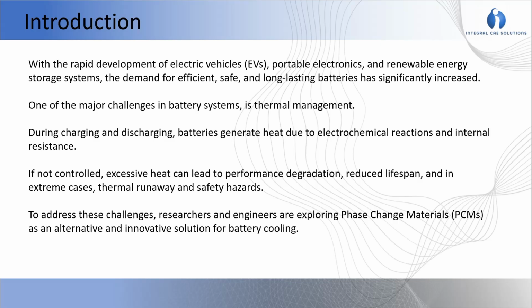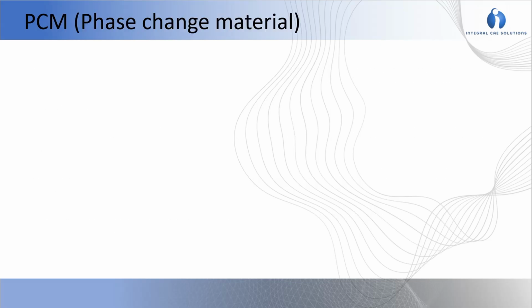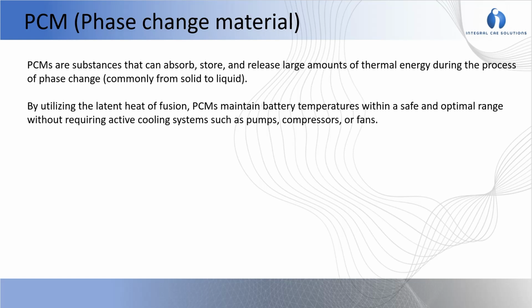To address these challenges, researchers and engineers are exploring phase change materials as an alternative and creative solution for battery cooling. What is PCM? PCM is phase change material. These are substances that can absorb, store, and release large amounts of thermal energy during the process of phase change. It mostly happens from solid to liquid. By utilizing the latent heat of fusion, PCMs maintain battery temperatures within a safe and optimal range without requiring active cooling systems such as pumps, compressors, or fans.